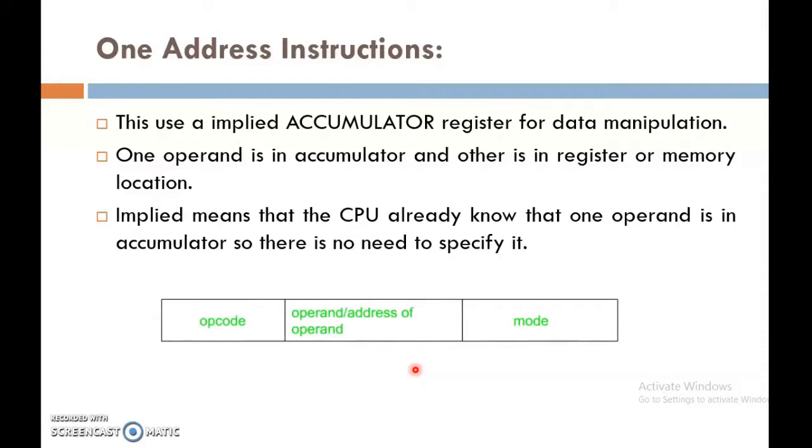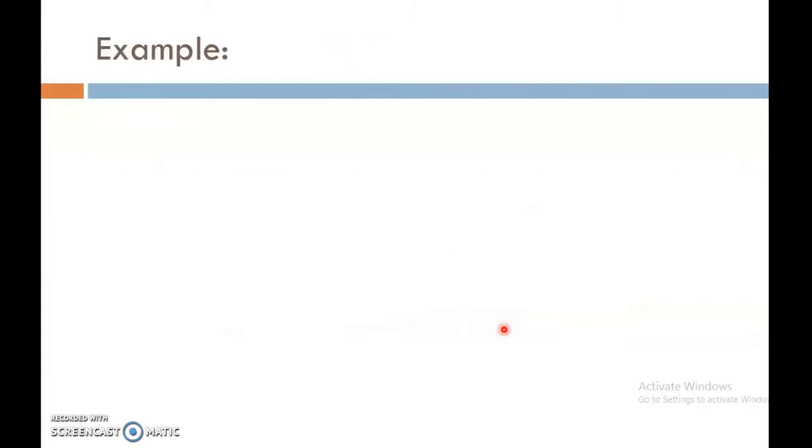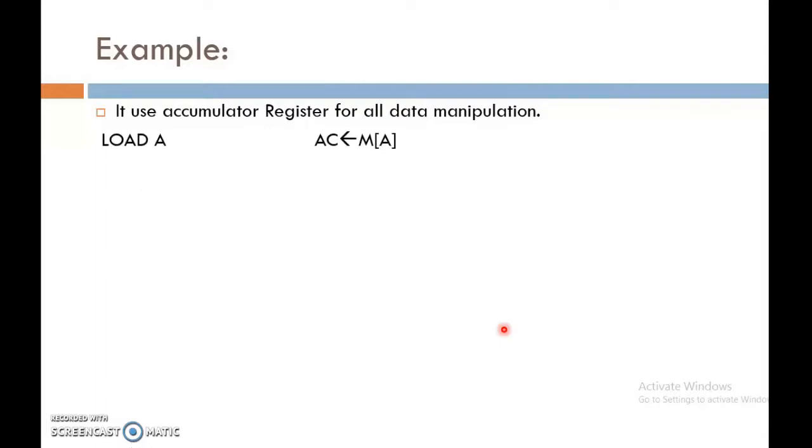So here we can have the structure of the instruction like opcode, then operand or the address of operand, and mode of operation. So let's see the example. Here it uses the accumulator register for all the data manipulations. That means first of all we will load the value of A into accumulator. Then we will perform addition of accumulator, content of accumulator with the memory location specified by B, and answer will again be stored into accumulator.